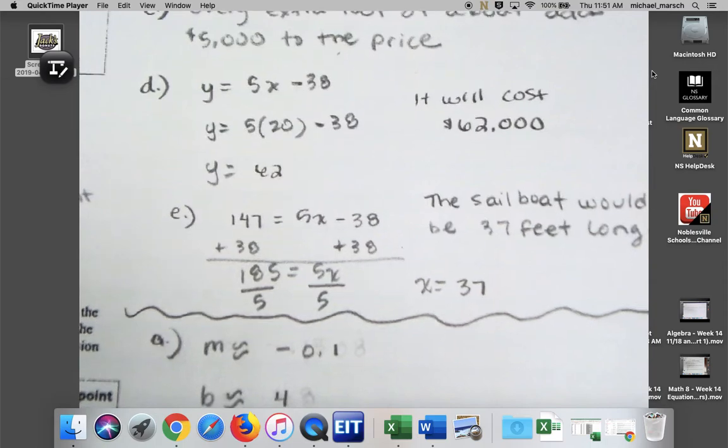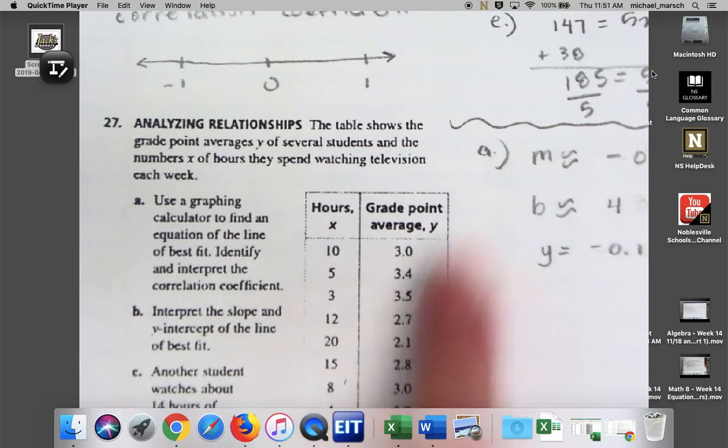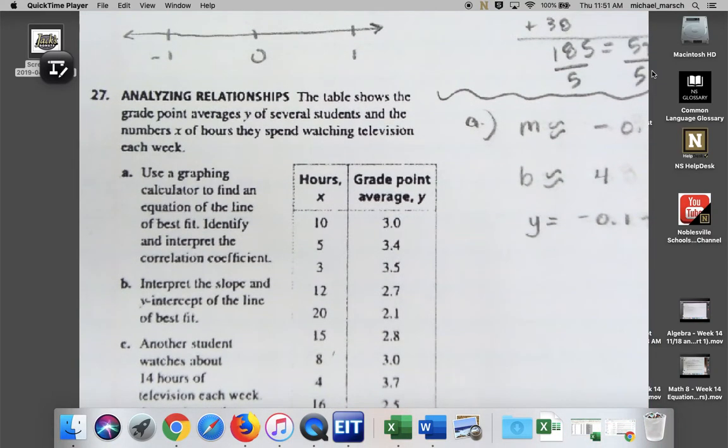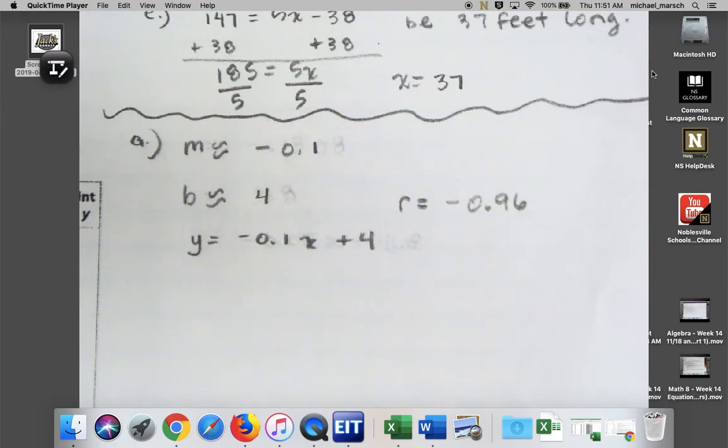So I'm going to have you guys work on answering all of the rest of problem 27 by yourself. So we've got hours spent watching television and average grade point. We already have the linear equation. The correlation coefficient for this one, which you probably don't have because you probably got rid of that graph, I will tell you as soon as I can get my iPad to work. R equals -0.96, right? So that was the correlation coefficient. So somebody tell me, is that a strong correlation or a weak correlation? It is strong, right? Because it's close to 1 or negative 1. So it's a strong correlation.